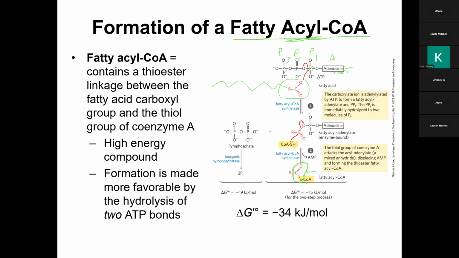But normally it would attack the terminal one. This time it doesn't. It attacks phosphate number 1, and you can see here the carboxylic acid with P adenosine, and it makes the fatty acyl adenylate. Adenylate is just the adenosine with 1 phosphate. That's adenylate here.